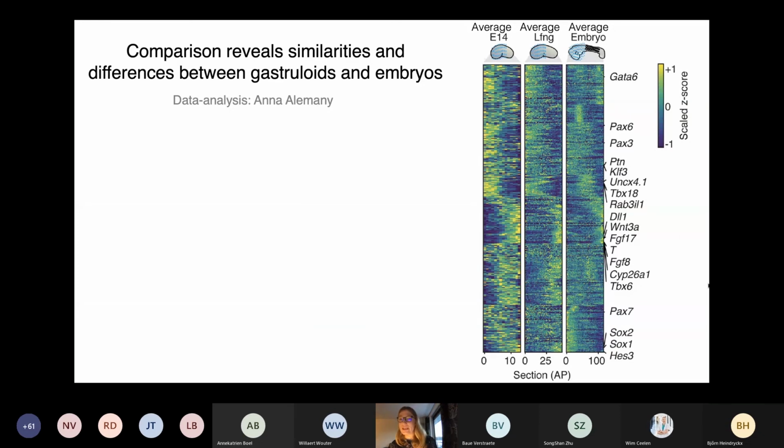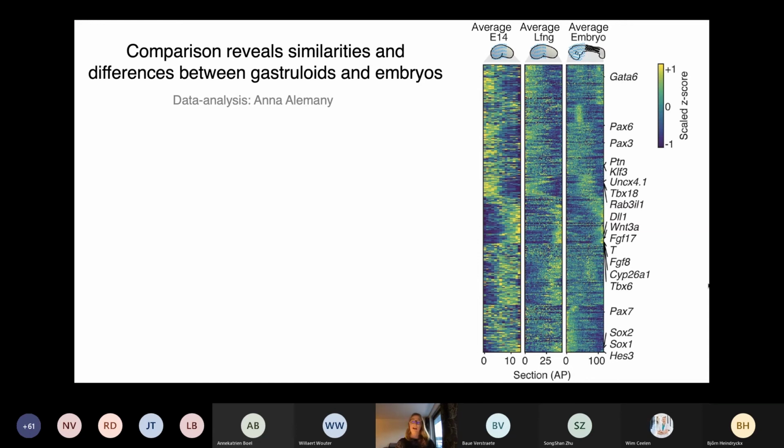So here I'm showing 3 heat maps. The first heat map is the average heat map of gastroloids generated from a wild-type cell line. The second heat map is an average heat map of gastroloids generated from an LFNG cell line. And the third heat map is the average embryo heat map.